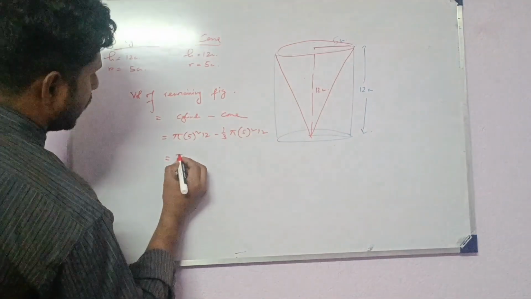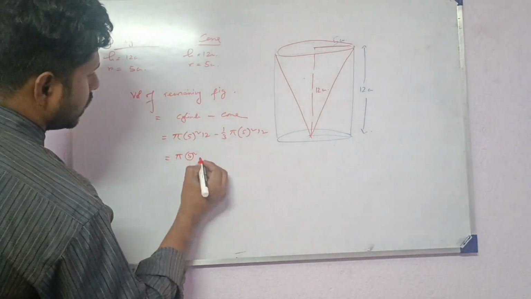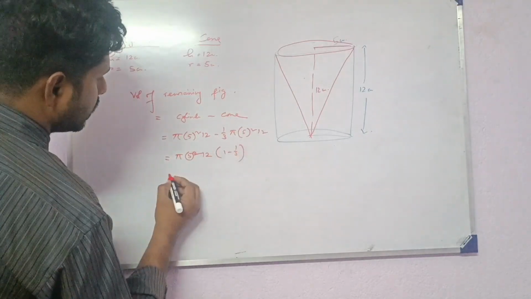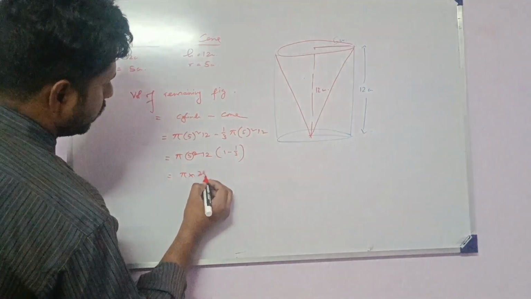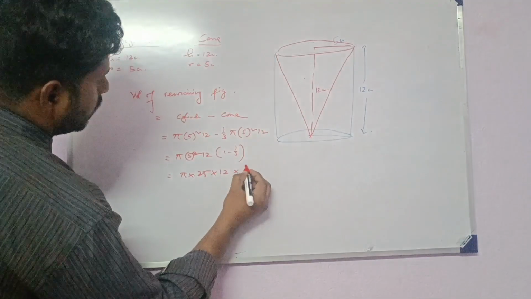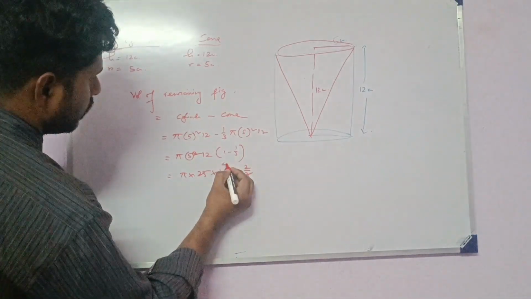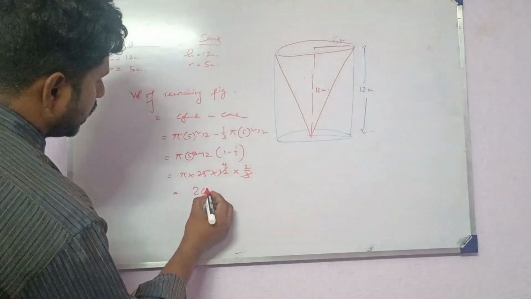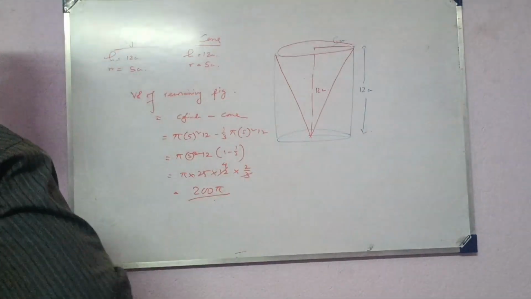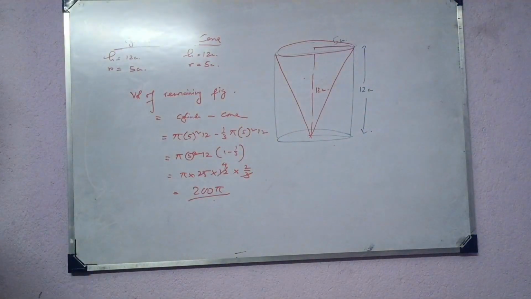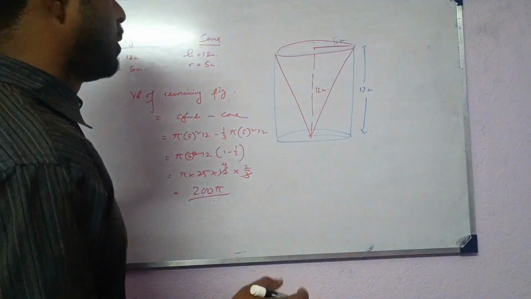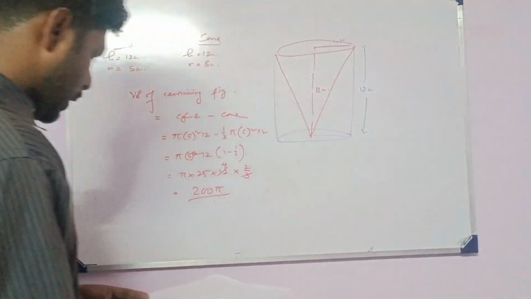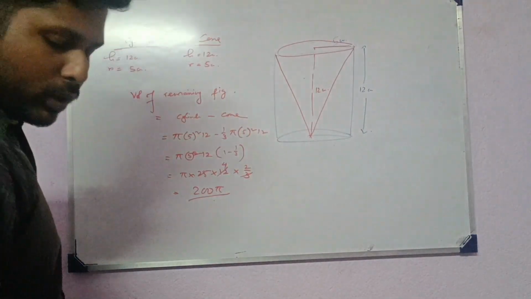Volume to easy, pi r square h, pi 5 square 12 times the common one, we will get 1 minus 1/3. So pi into 25 into 12, that is 2/3, 3 4s are 12, so 25 4s are 100, 2s are 200 pi. Volume টা বার করা is easy, 200 pi। নাও পাই কে 22/7 বসাও, পাই কে 3.14 বসাও, যেটা হবে ওটাই আন্সার। The thing is you have to find the total surface area.